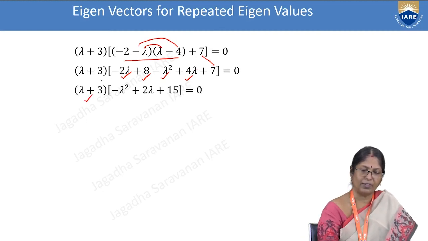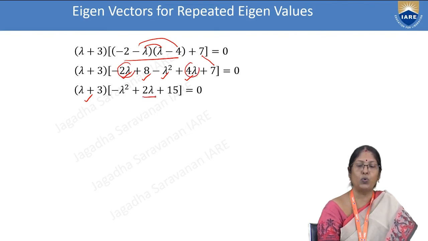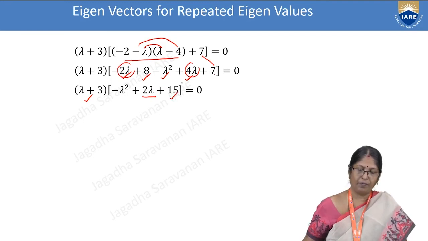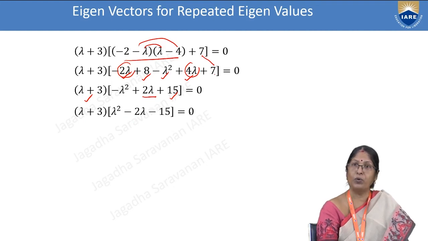Yes, this as it is. Now, minus lambda square, minus 2 lambda plus 4 lambda. This part has become 2 lambda plus 8 plus 7, it has become plus 15. So we actually changed the sign: lambda square minus 2 lambda minus 15 equal to 0.